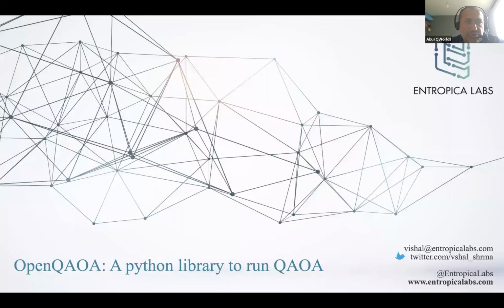Okay, we are continuing with the quantum software. I think Nathan already pointed OpenQAOA, a Python library. Vishal will present it. So Vishal, the stage is yours.